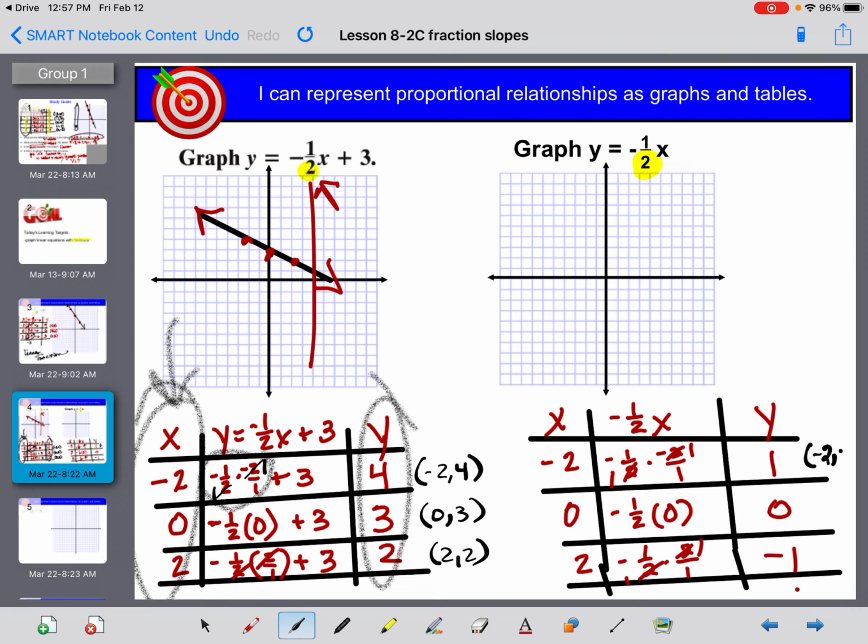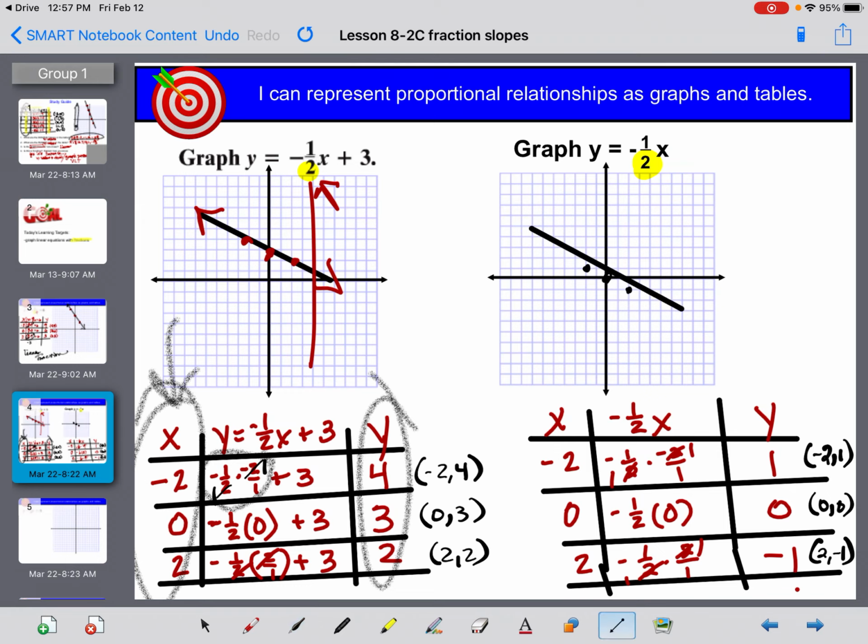This ordered pair is negative 2, 1. This ordered pair is 0, 0. And this ordered pair is 2, negative 1. Negative 2, 1 is right here. 0, 0 is right here, and 2, negative 1 is right here.